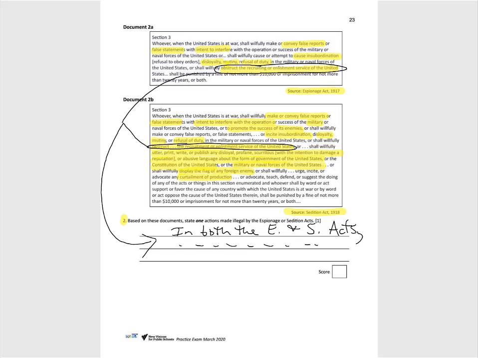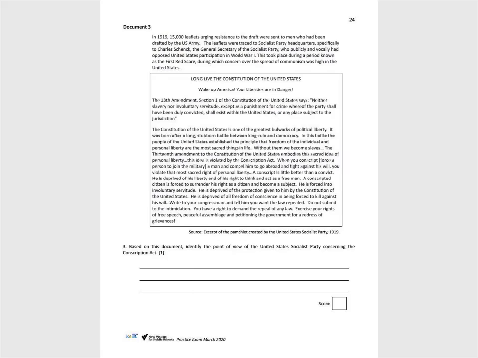So this is something that I'm going to wild guess is definitely going to come back and be a part of our assignment as we move forward. Document 3, if we source it, is a pamphlet created by the United States Socialist Party in 1919.